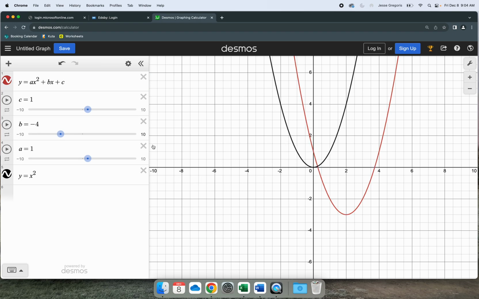So what does a do? Changes the shape and the reflection. What does b do? It changes the location horizontally and vertically along some route. And what does c do? It changes the position vertically of the quadratic. So hopefully that helps you understand the parameters in standard form.